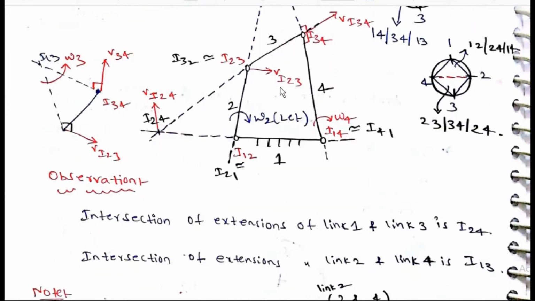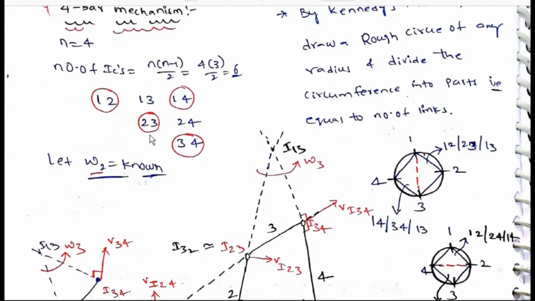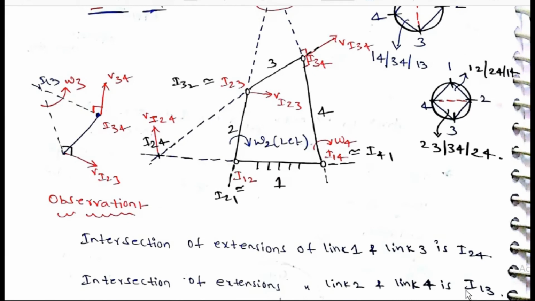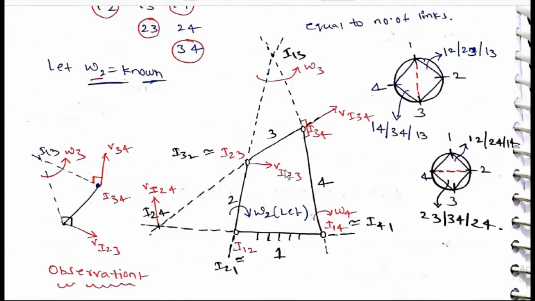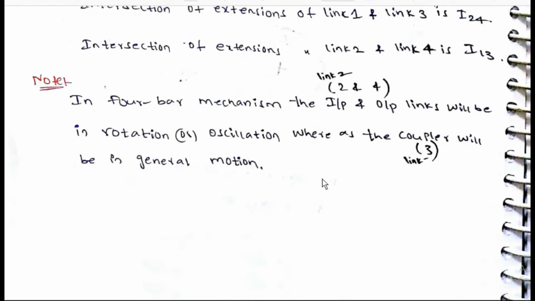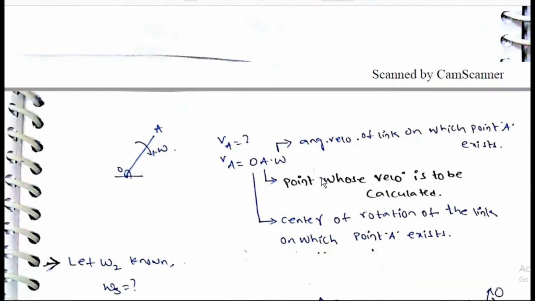Let omega 2 be known. Observation: the intersection of extensions of link 1 and 3 is I24. The intersection of extensions of link 2 and link 4 is I13. Note, in a 4-bar mechanism, the input and output links 2 and 4 will be in rotation and oscillation, whereas the coupler will be in general motion.